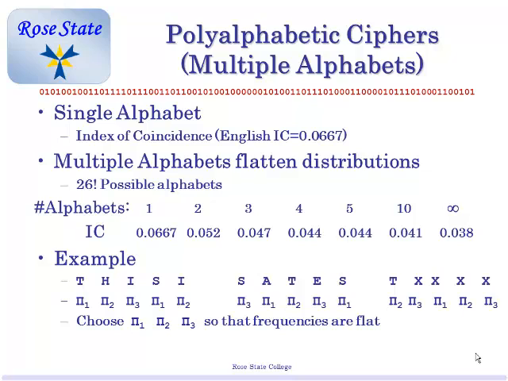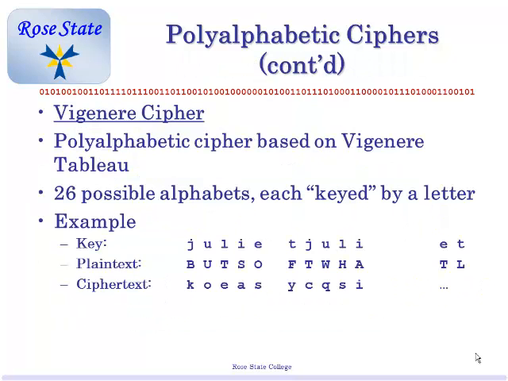So we can actually use more alphabets even, up to 26 different alphabets, because that's what English has, 26 different letters.